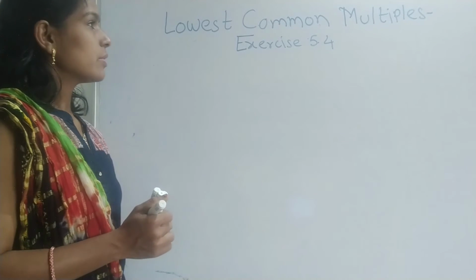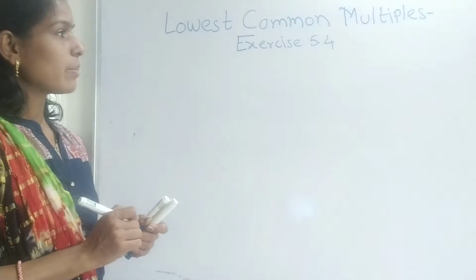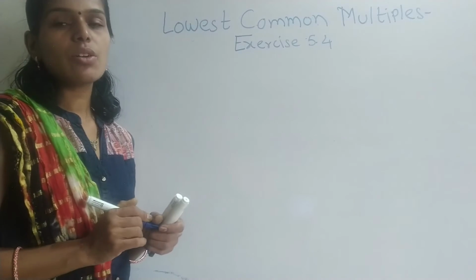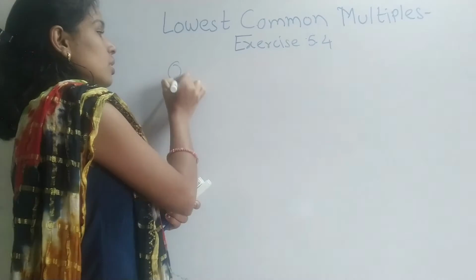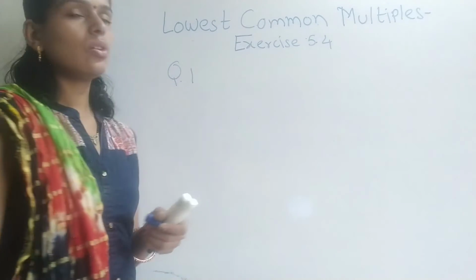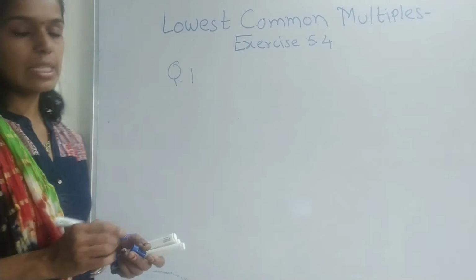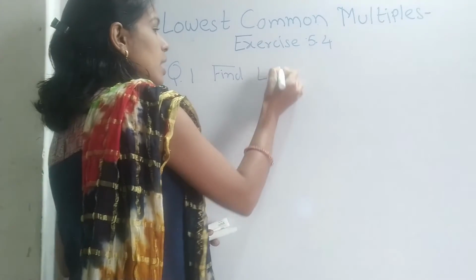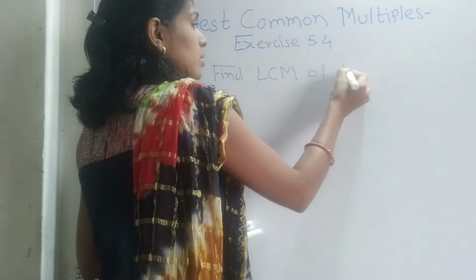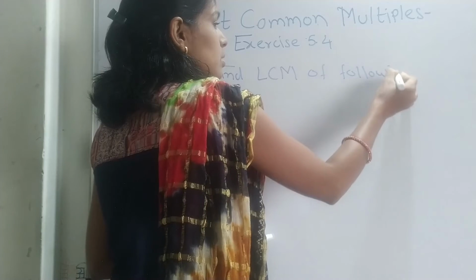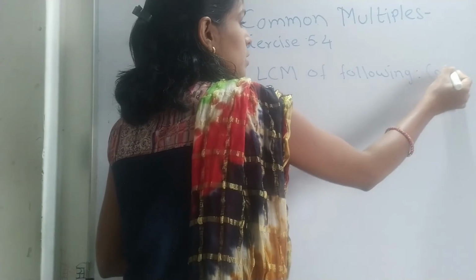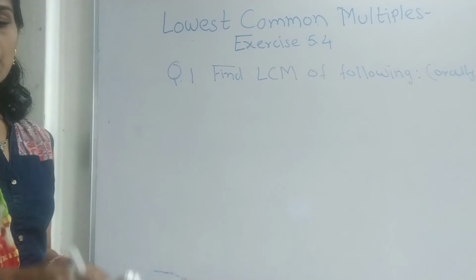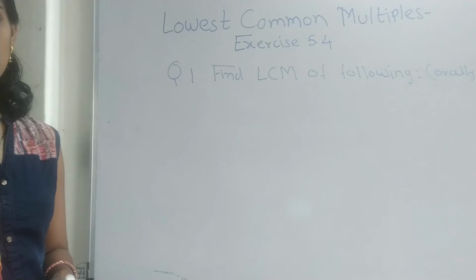So students, let's start with the lowest common multiple, exercise 5.4. In the first question, you are asked to find the multiples of given numbers orally. Orally you have to find the lowest common multiple of the numbers. That is, find the LCM of the following orally.